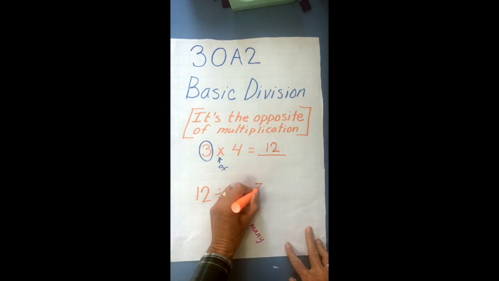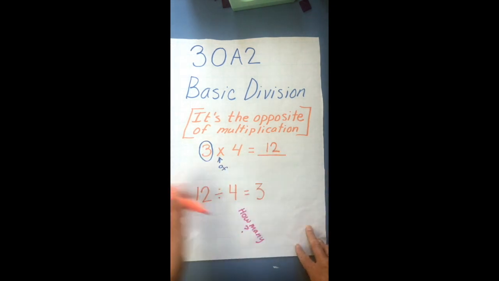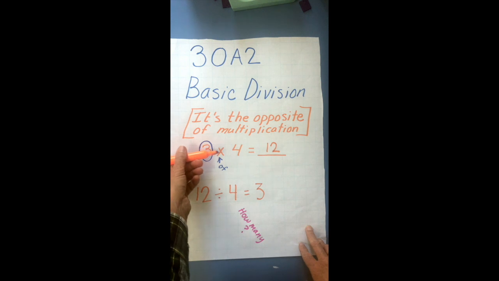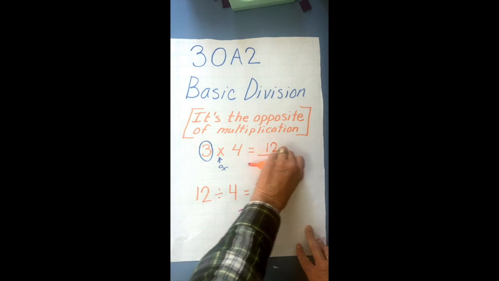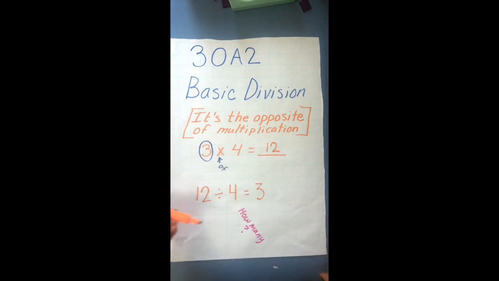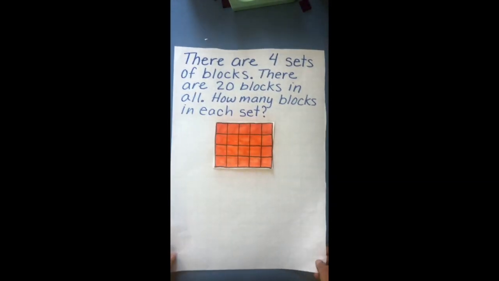So notice how multiplication and division are related. They're just the opposite of each other. 3 times 4 is 12. Or if I went this way, 12 divided by 4 would be 3. Okay. So here's the first problem, and again, they go in increasing level of difficulty. This would be the easiest problem.